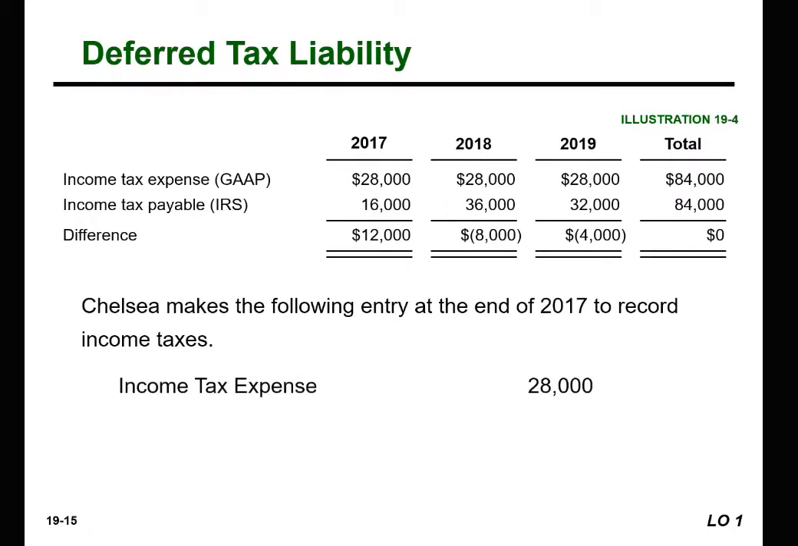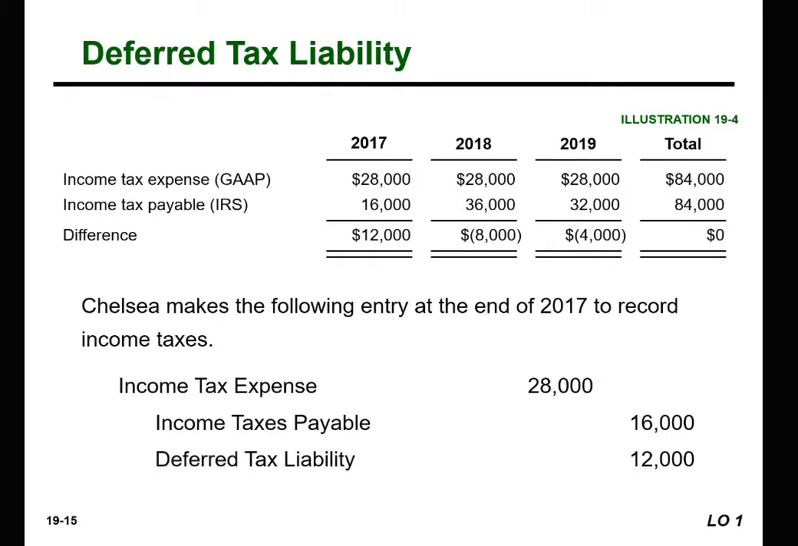We have total income tax expenses of $28,000 based off accrual accounting. We need to remit income taxes payable of $16,000. And then we have a deferred tax liability, taxes that we'll need to remit in future periods, to the sum of $12,000 related to the year 2017.